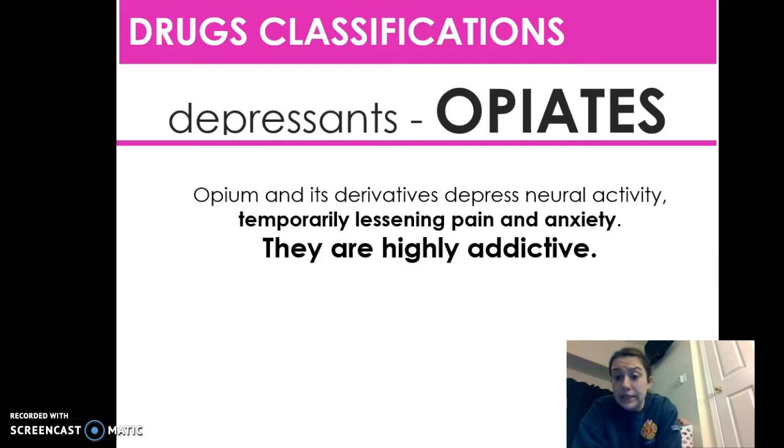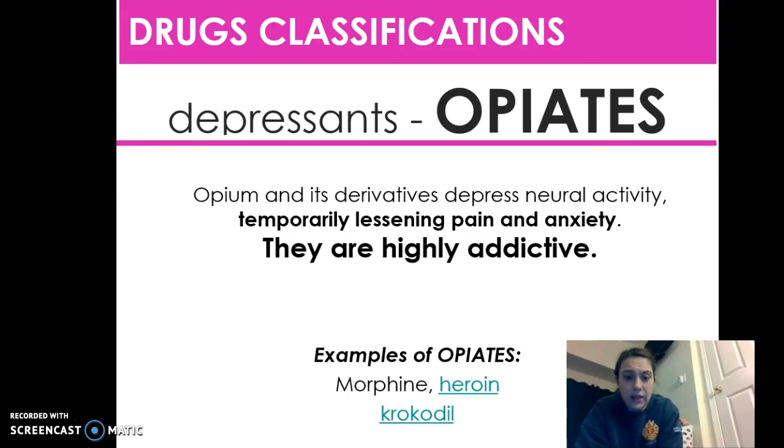Opiates. Opiates are depressants and they are so addictive. They're one of the most highly addictive categories of drugs. Although they lessen pain and anxiety, in the long run they're really damaging. And sometimes we see that people who start taking them for pain end up physically and psychologically addicted to opiates. Examples are morphine and heroin.